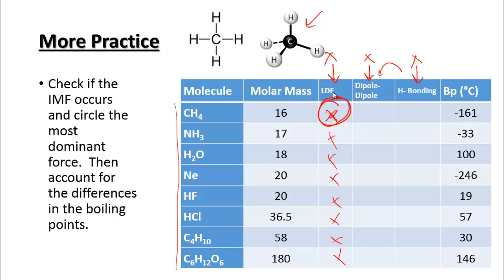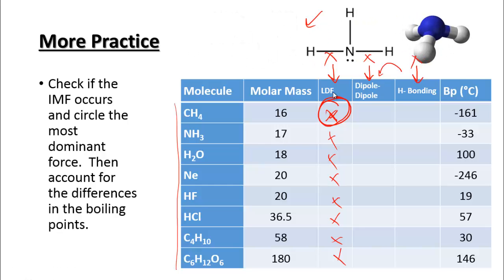So next, we'll do NH3. NH3 looks like this if you draw it out. It's got 4 domains, so it's tetrahedral in terms of its arrangement, and there's a lone pair of electrons up here, but they don't occupy space. This molecule is going to be trigonal pyramidal, and it's asymmetrical, so it's polar. So it's got LDFs happening, and it's polar, so it's definitely dipole-dipole.